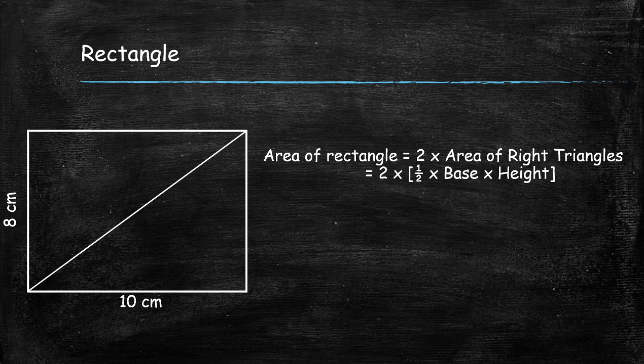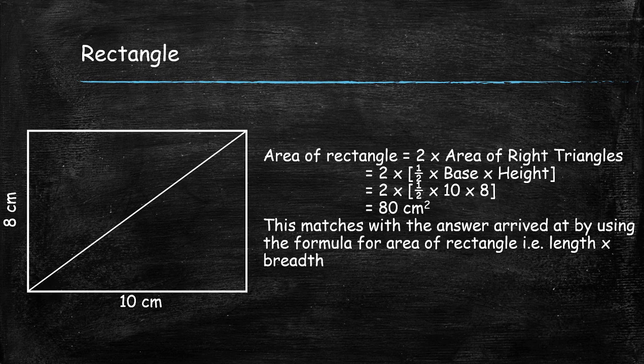So it is equal to 2 into half into base into height. Area of triangles is half into base into height. 2 into half into 10 into 8. The base is 10 and the height is 8. So we get the answer as 80 centimeter square. You can match this with the answer by using the formula of area of a rectangle, which is length into breadth, 8 into 10, which is 80 centimeter square.